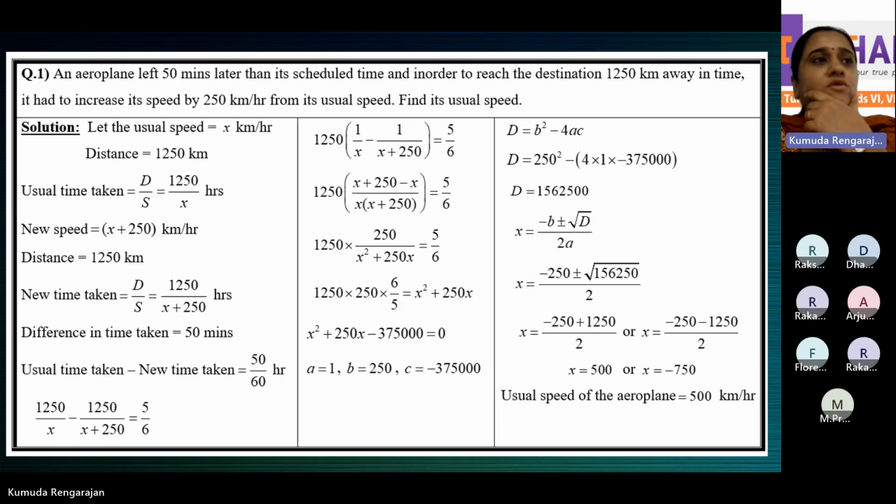If you have not finished, please finish it. And we'll see how to find the square root of the number there. 1,56,250.